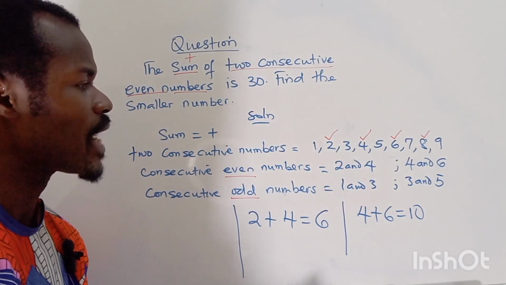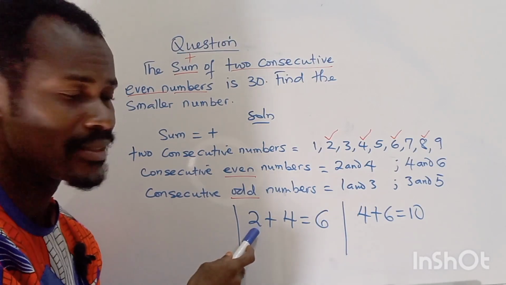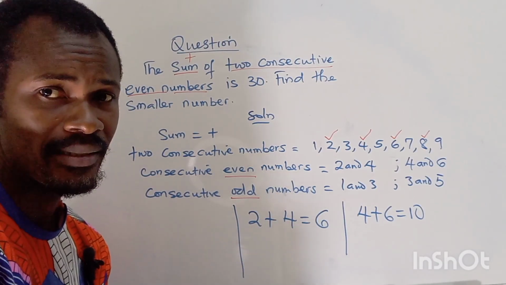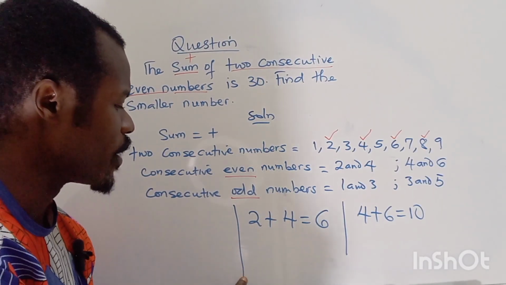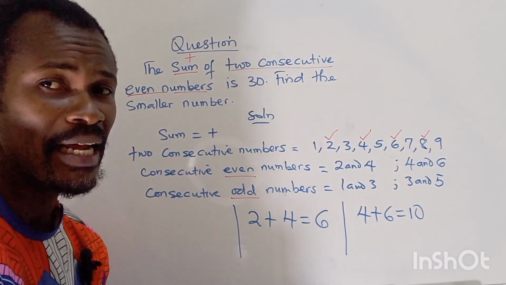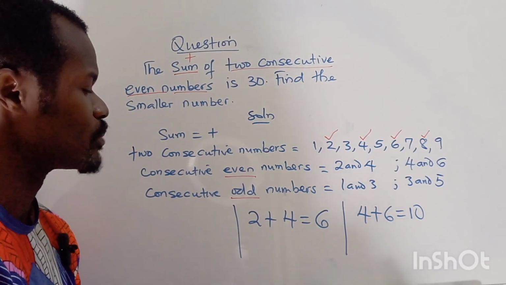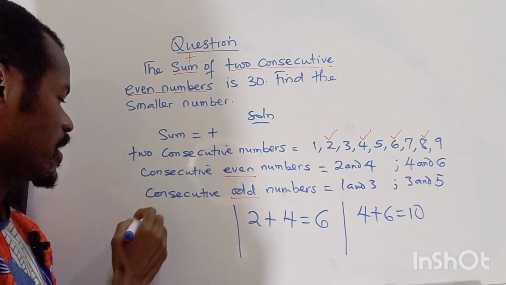Now we don't know what the smaller number is and what the bigger number is. So the idea is we have to give an alphabet to the smaller number. So let's say the smaller number will be A.